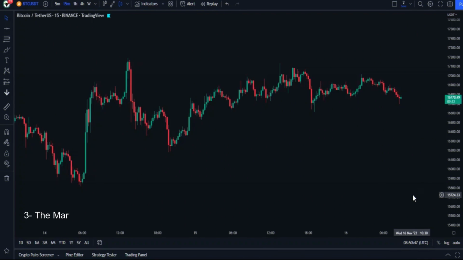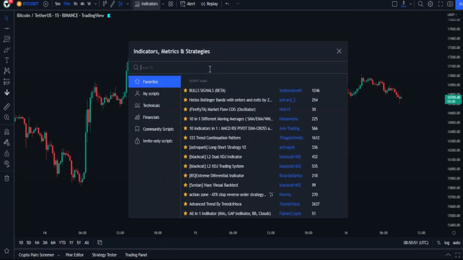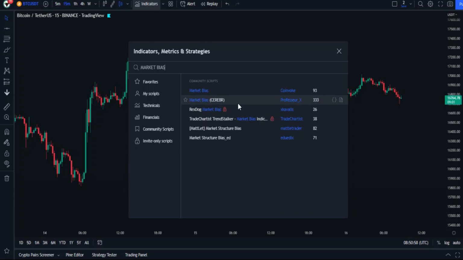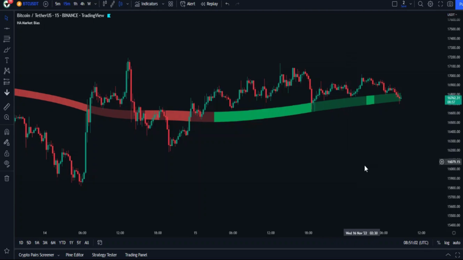The last system in this video is the market bias system. And to apply it, go to the indicators and search for the market bias indicator. And choose this indicator which was created by Professor X. This indicator is very easy to determine the trend. When we see that the indicator is green and the candles are moving above it, it means that we will look for long positions.